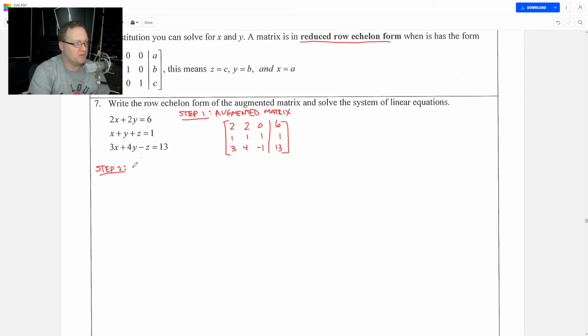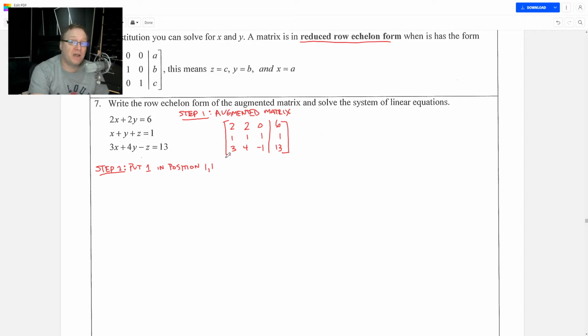So I'm going to write: put a 1 in position. It takes forever. Position 1, 1. Now 1, 1, I'm just going to write as first row, first column. So 1, 1. This position right here, we want to make it a 1.